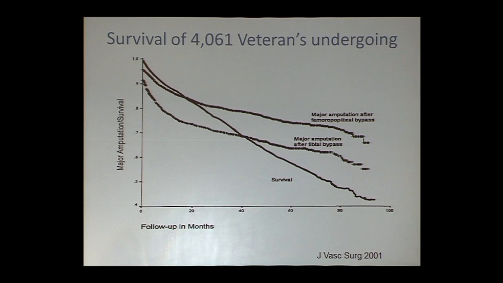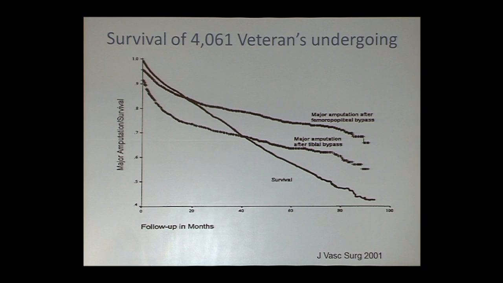I practice in a veterans hospital situation, and I like to look at veteran data. So this is the survival of 4,061 vets undergoing either a femoropopliteal bypass or a femorotibial bypass, and what happened to them. This is a rather old data set because it was published in 2001. That means the data was collected in the 90s, which is probably before widespread adoption of statins. Nevertheless, it gives you some idea of what happens to 4,000 patients, and we don't have a lot of studies at 4,000 patients.